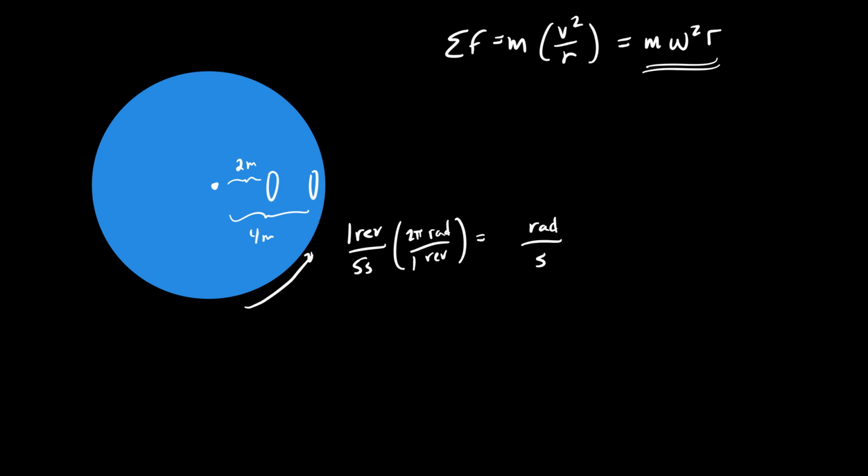Multiply across on the bottom and get 5. So 2 times 3.14 divided by 5, and I get 1.26 radians per second. All good? All right, well, net force equals 30 kilograms for the girl, 1.26 squared for the angular speed, and then 2 meters for the one girl and 4 meters for the other.